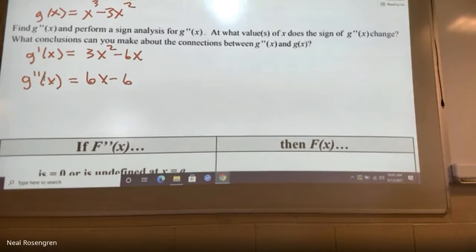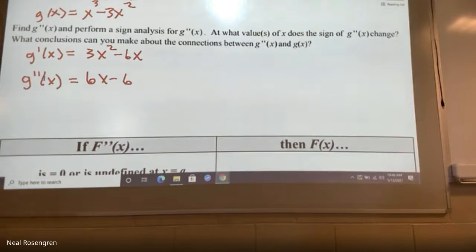But there we go. Let's look at the question. Find g double prime, done. Perform a sign analysis, meaning like the test that we did, interval stop, interval stop, to figure out where things are concave up and where things are concave down. And that second question is really hitting the nail on the head. At what values of x does the sign change? We're looking for inflection points.